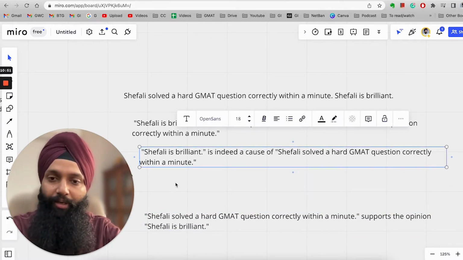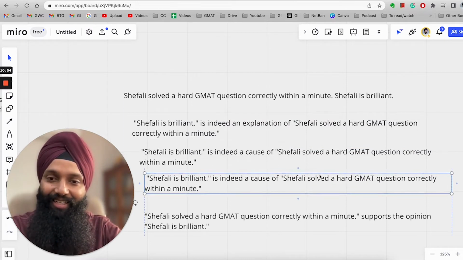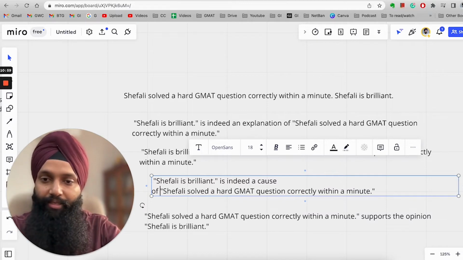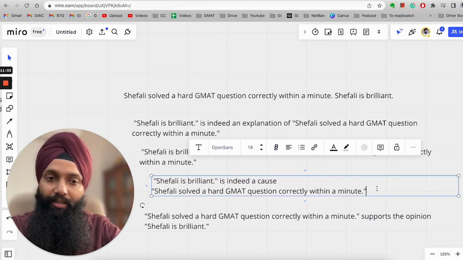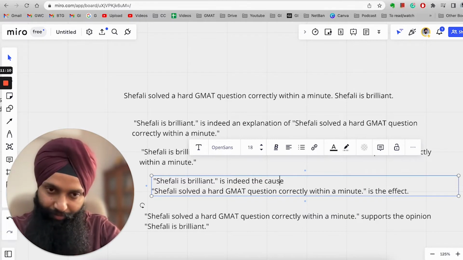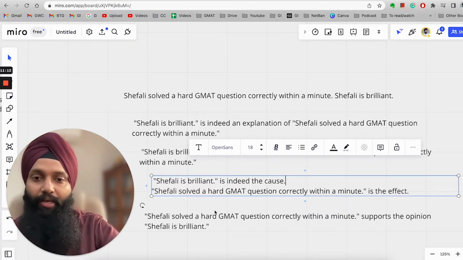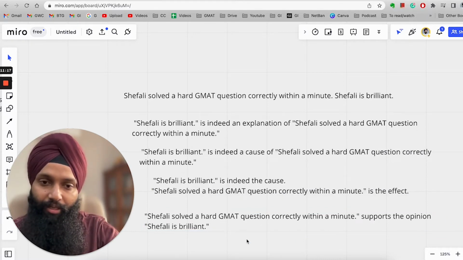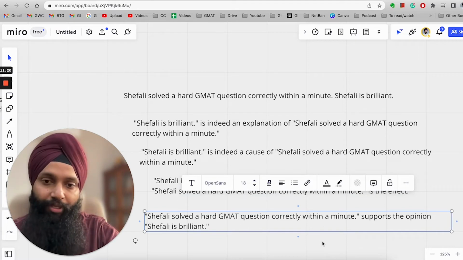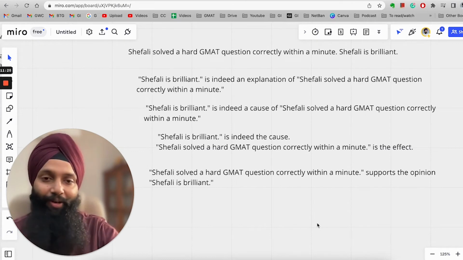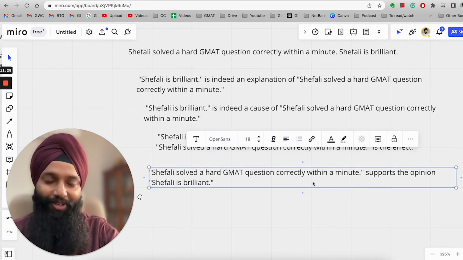Okay, and let me copy. Is a cause and is the effect. So this is the cause and this is the effect. This is what I'm saying. And now if you relate it with this statement, we are saying that the effect is supporting the cause. Right? We don't usually think this way at all. Effect is supporting the cause.